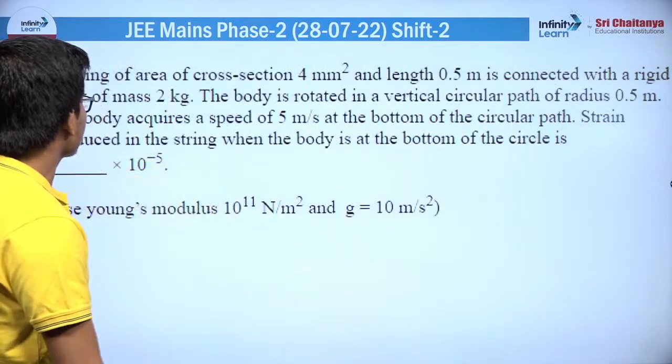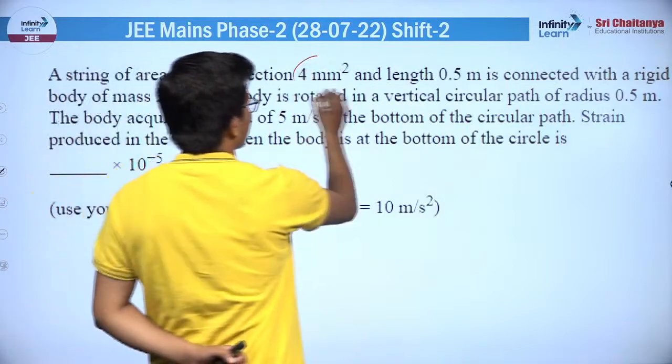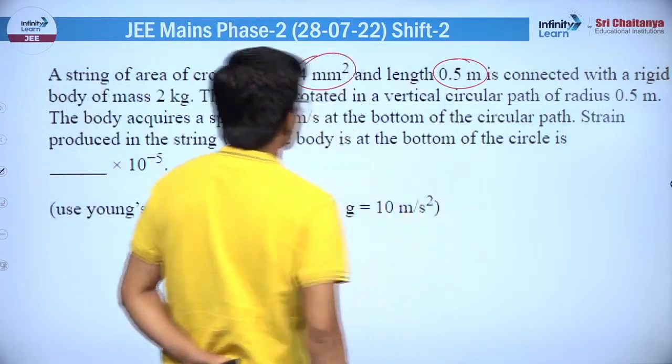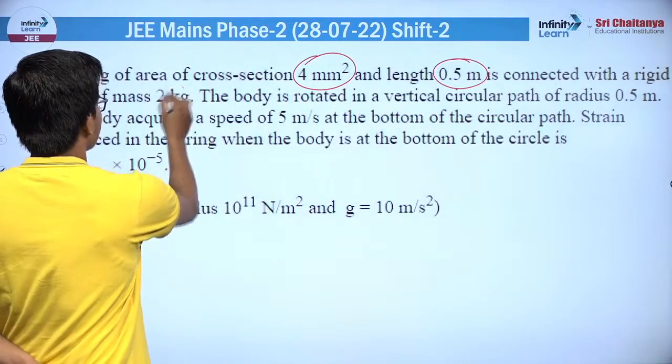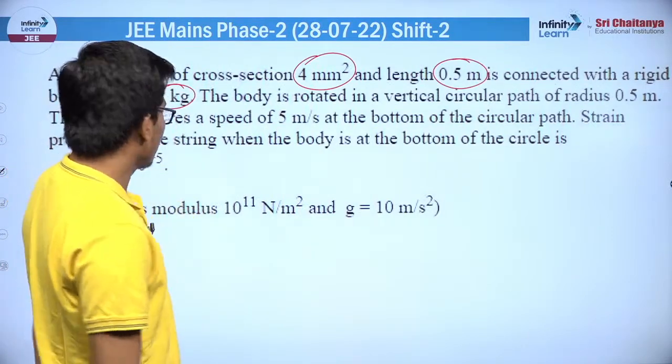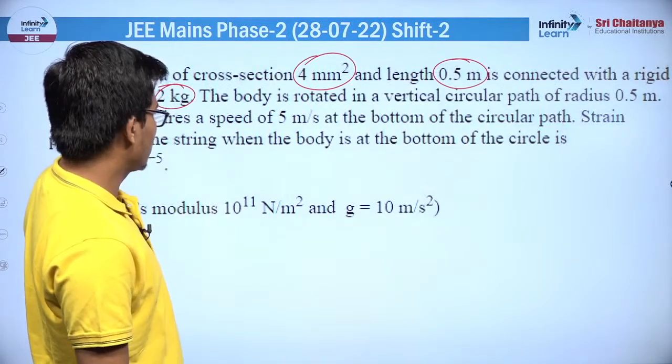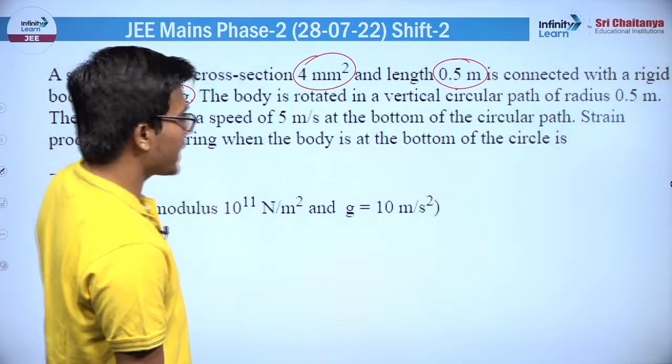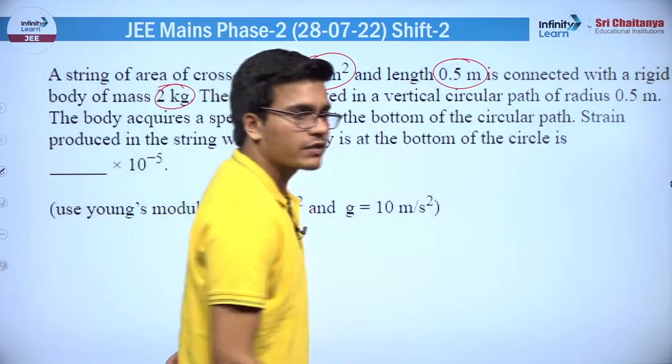Moving to the next question, area of cross section is given, length is given to you, is connected with a rigid body of mass 2 kg, mass is 2 kg, the body is rotated in a vertical circular path, and you have to find the strain at the bottom of the circular path, है ना, at the bottom of the path.